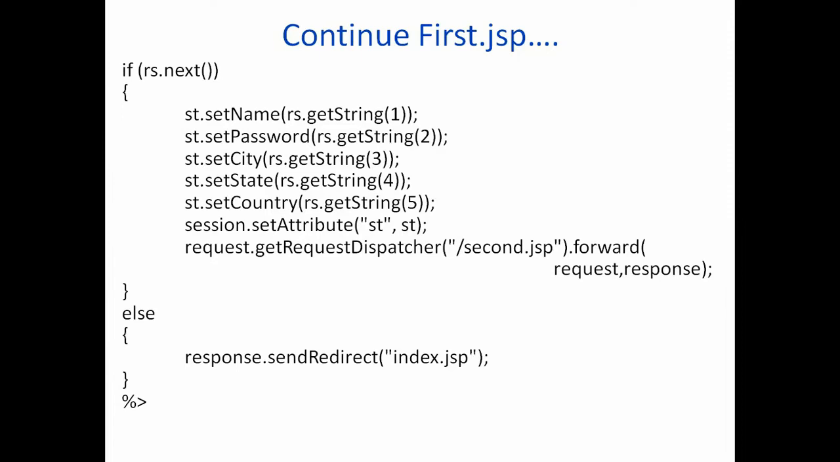तो फिर हमने set city लिखा, again we are passing here rs.getString3, rs.getString4, rs.getString5. So the 5 variables name, password, city, state and country, these variables are stored inside the private variables.